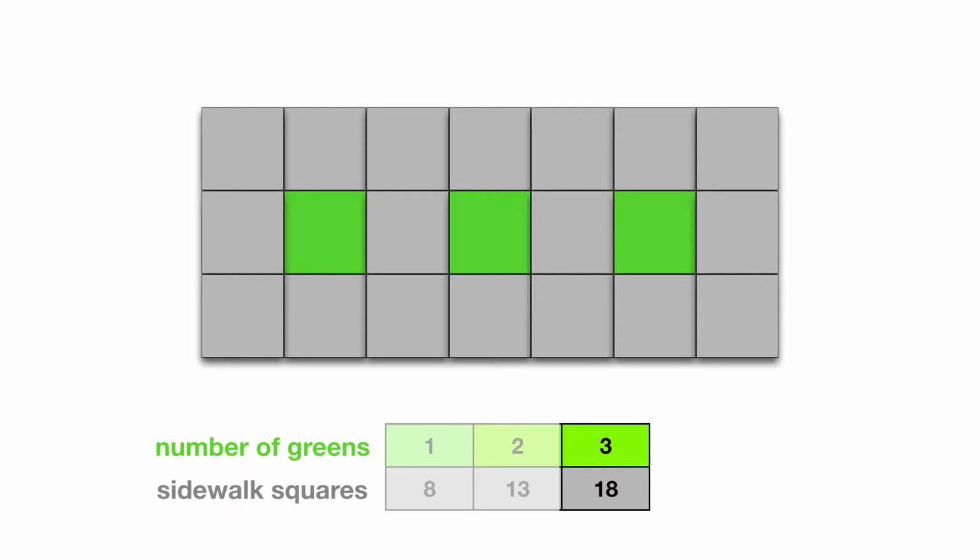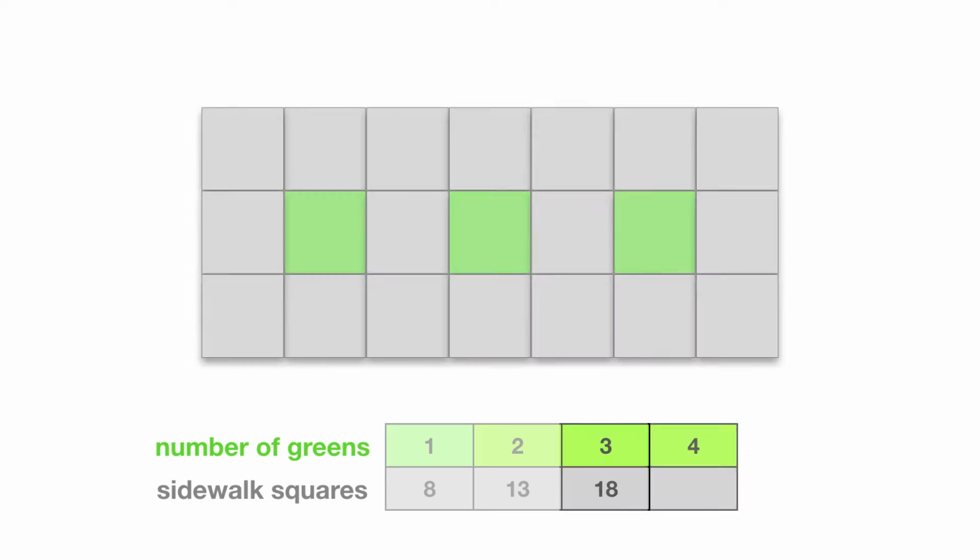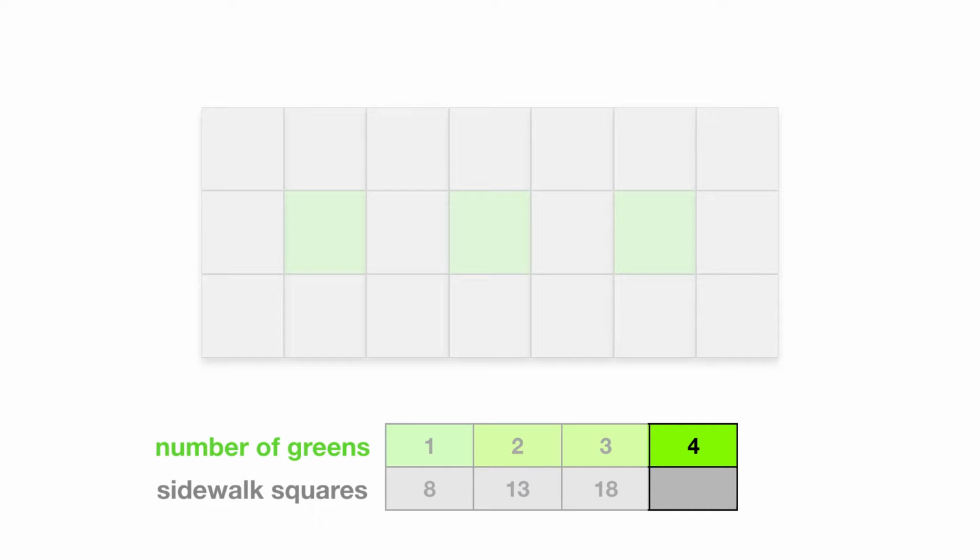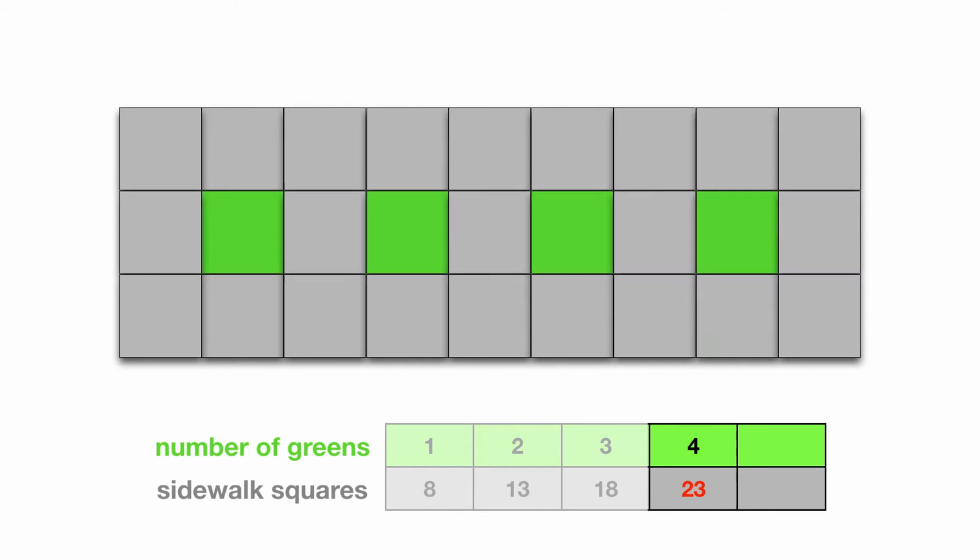At this point, before building the next largest expanse, try to determine the number of sidewalk squares that will be needed when 4 squares of green space are planted. You should find that 23 sidewalk squares will be needed.